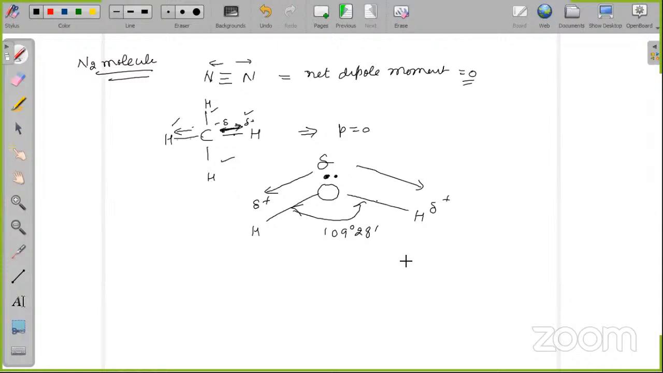Now if we draw the parallelogram law of vectors, if you have one vector like this, another vector like this, then there is an angle theta between the two vectors p and p, where theta is 109 degrees and 28 minutes. So what will be the resultant dipole? According to the parallelogram law of vectors, you complete the parallelogram, then the net dipole moment will start from this common point and it will be along the diagonal of the parallelogram. So this is the net dipole moment.